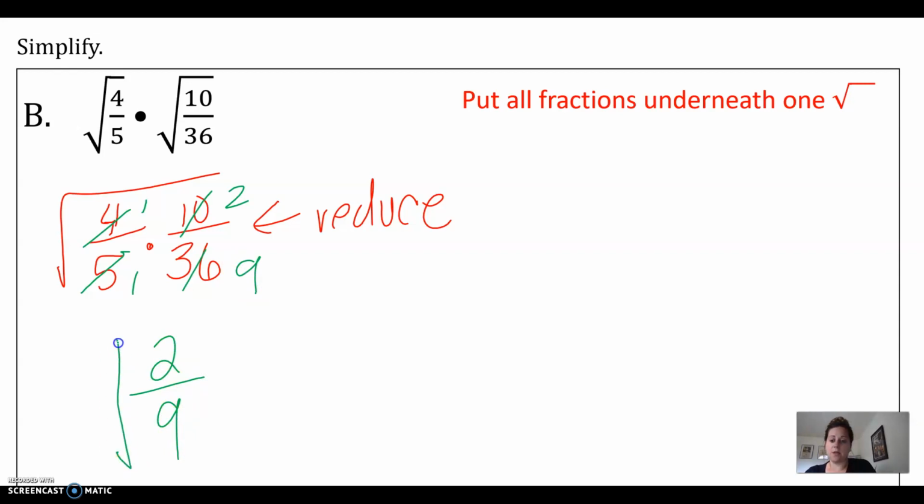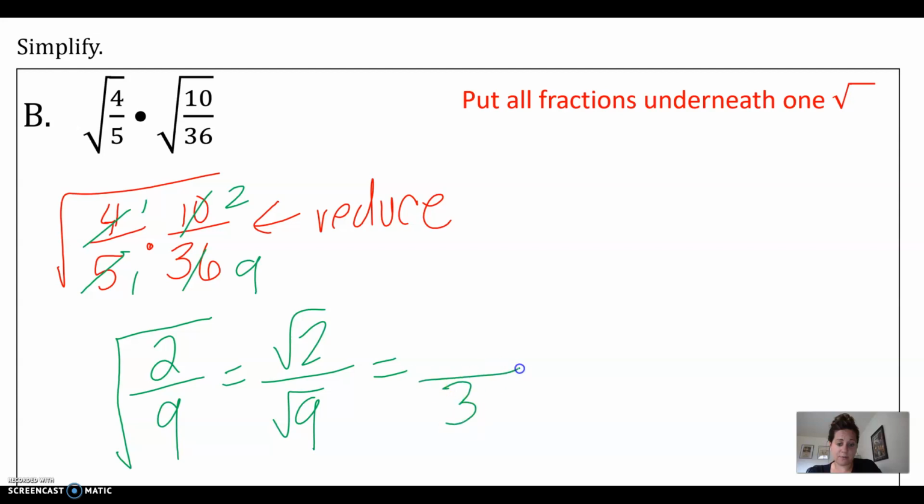However, that is the radical of 2/9, which is the property that we learned before. Radical 2 over radical 9. Now, like this lesson is all about, you cannot have the radical underneath in your fraction. However, we don't need to do the whole process, because you should know that the radical of 9 is just 3. And this 2 cannot be broken down anymore. So here is your final answer.